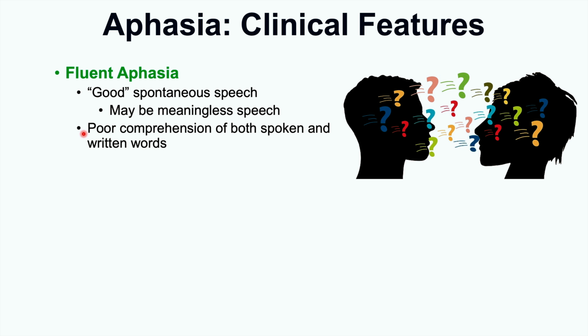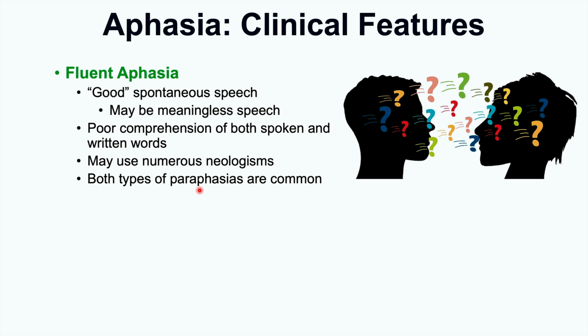And because Wernicke's area is involved in comprehension, they're going to have poor comprehension of both spoken and written words. And they may use numerous neologisms. Neologisms are when they make up new words. And both types of paraphasias are common in fluent aphasia. And these patients are going to be unaware of their mistakes, so they're going to make many errors. They could say many different paraphasias, make up new words, say a lot of words that have no meaning, and they will not recognize their mistakes. They will not try to correct their mistakes.